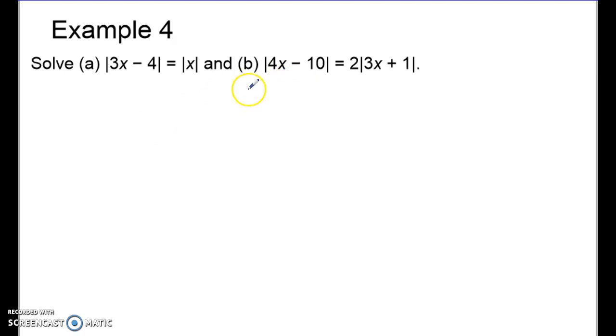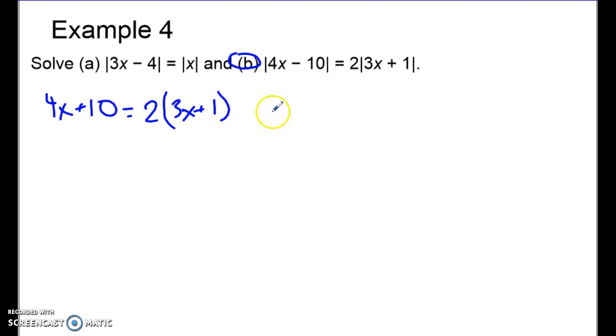We're going to look at part B to solve together, just because it's a little more difficult. I know from the previous slide I have 4x plus 10 equals 2 times the absolute value. So I'm getting rid of the absolute value right now. I'm turning this into some parentheses: 3x plus 1.